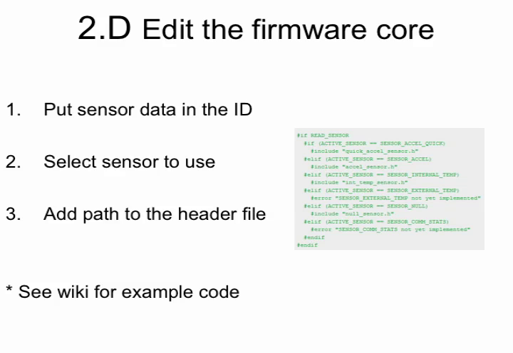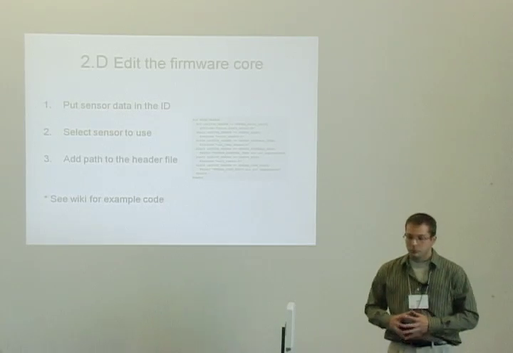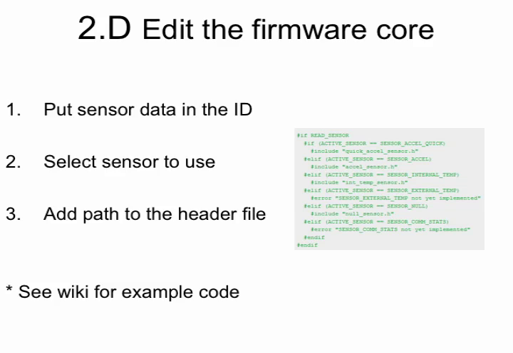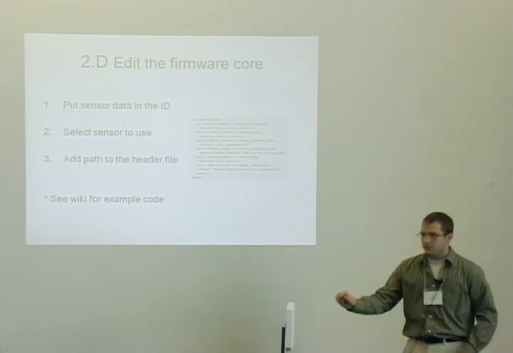We also need to edit the main firmware code, and we're going to do 3 things. We're going to tell it to be configured as a sensor, in other words, that it should be putting sensor data in an ID. We're going to tell it which sensor to use, and we're going to tell it how to use that sensor. In other words, where is that header file located?